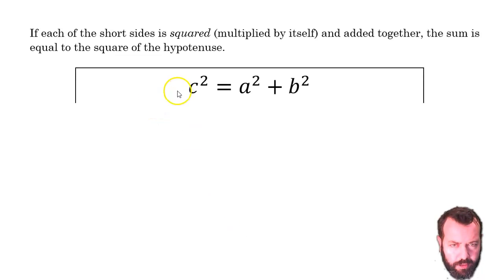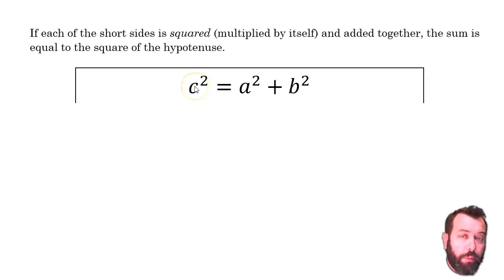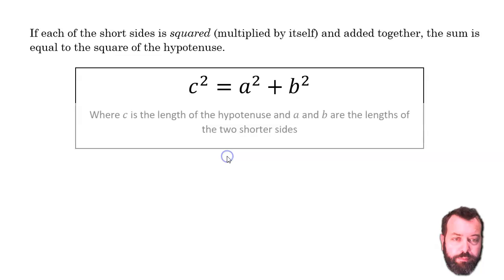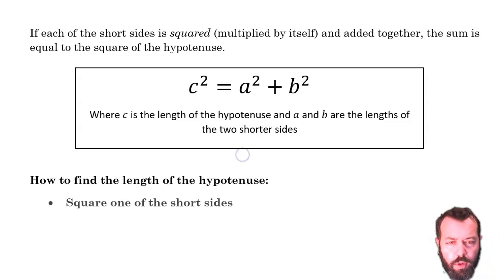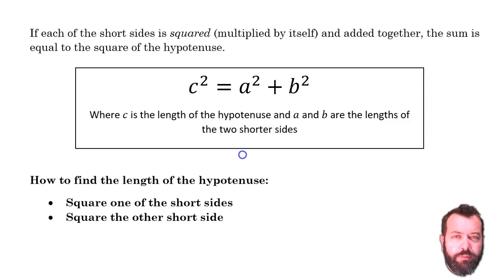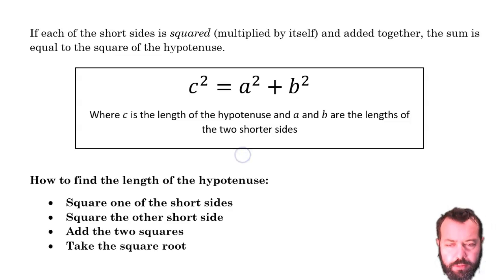And here is a formula, if you like. c squared, where c represents the hypotenuse, the square of the hypotenuse is equal to the sum, meaning adding together, of the other two squares. So, how do we find the length of the hypotenuse? Well, we square one of the short sides, we square the other short side, add them together, take the square root, and that will tell us how long the hypotenuse is, if I have the two short sides.